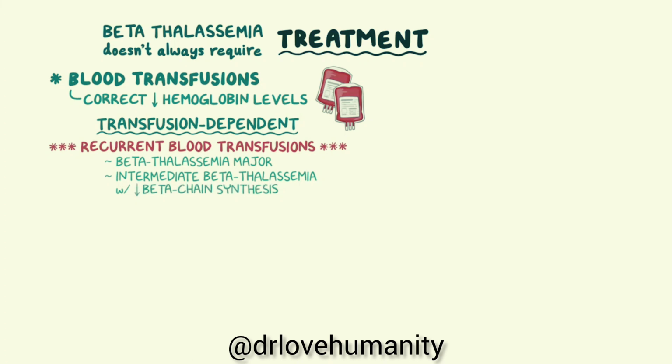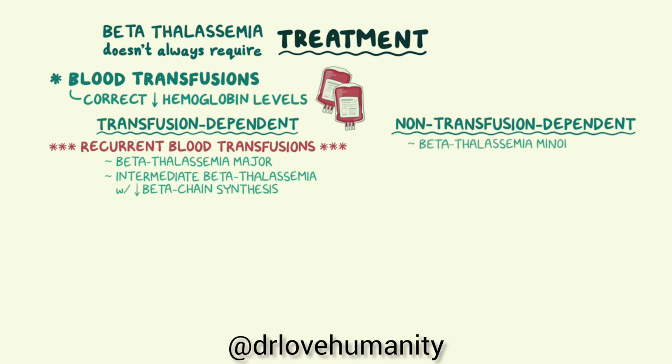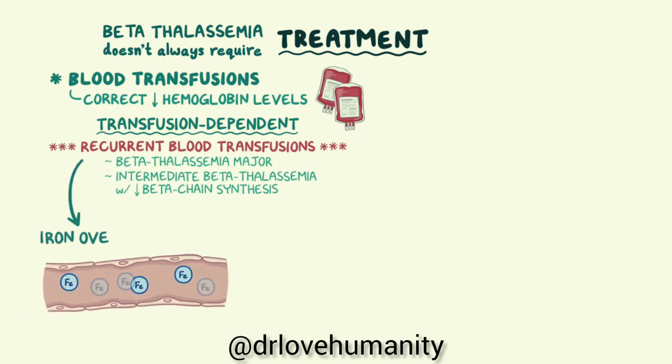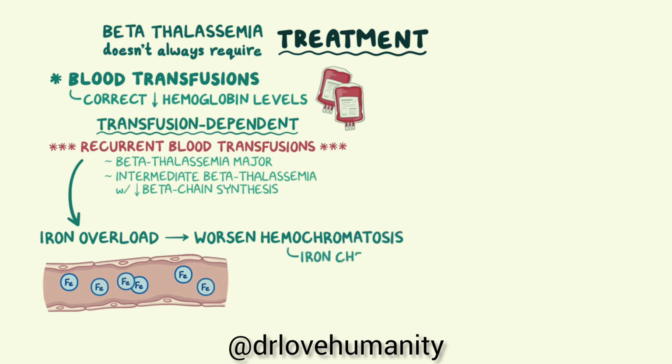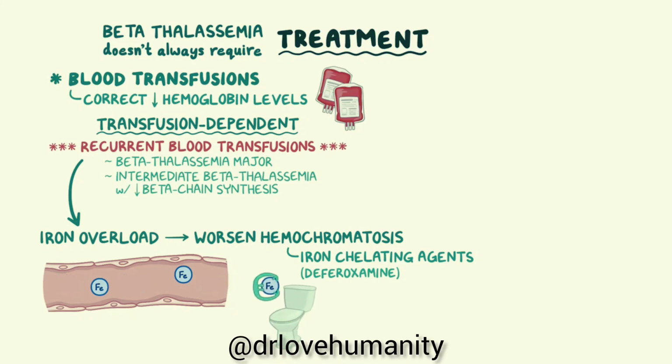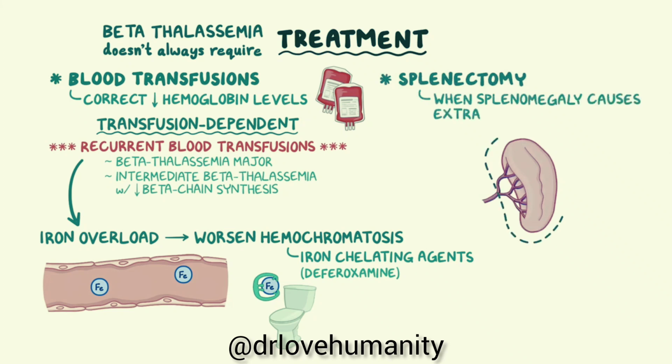The second category is that of non-transfusion-dependent thalassemia, which refers to thalassemias that do not require regular blood transfusions. This category includes beta thalassemia minor and beta thalassemia intermedia with milder symptoms. Keep in mind that regular blood transfusions add up to the iron overload, which can worsen hemochromatosis. To prevent this, iron chelating agents, like deferoxamine, are given, which trap some of the excess iron and sweep it away through feces or urine. Finally, a splenectomy can be done when splenomegaly causes excess hemolysis.